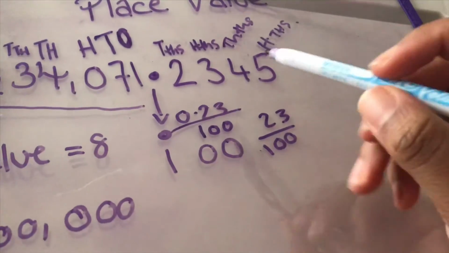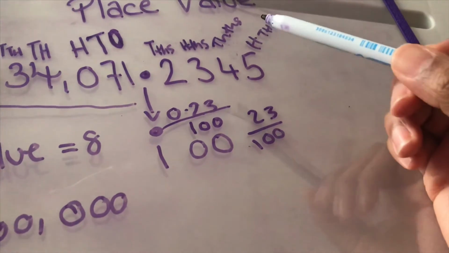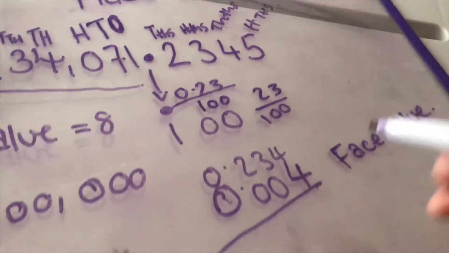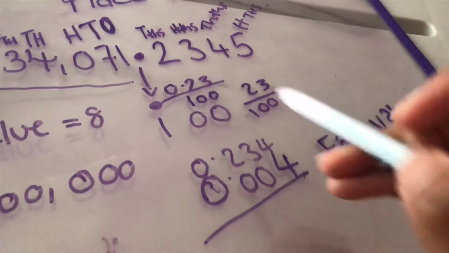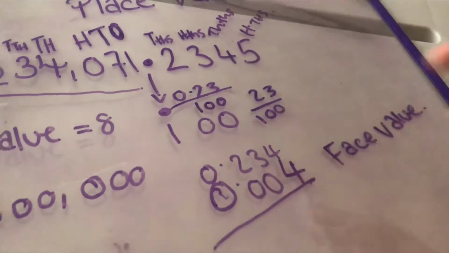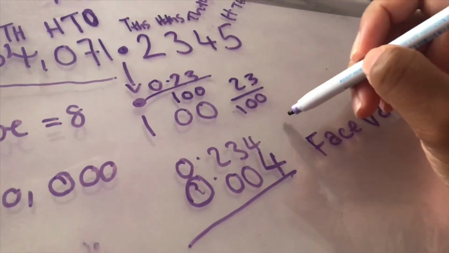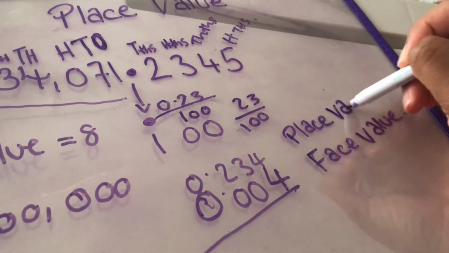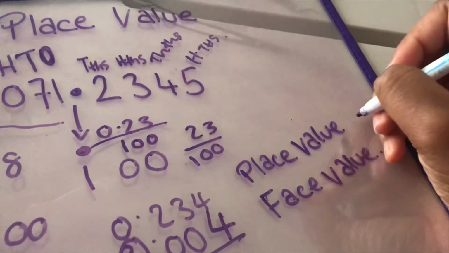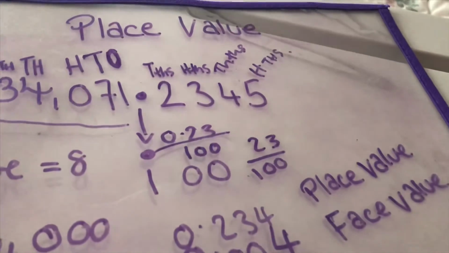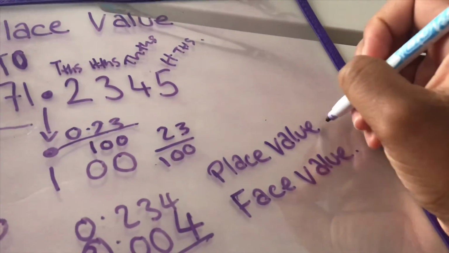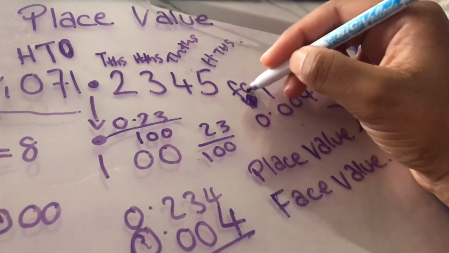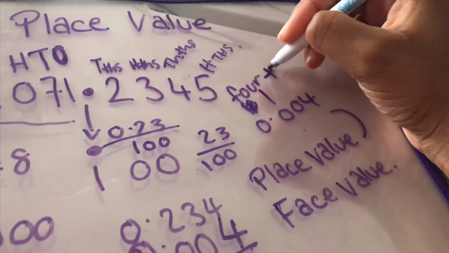For the older kids now, you might be looking at what is in the thousandths column. I can hardly say it. Thousandth, 0.004. That's the face value for this number, 4. And the place value, it is in the thousandths column, so it's 4 thousandths. Yeah, so 4 thousandths.